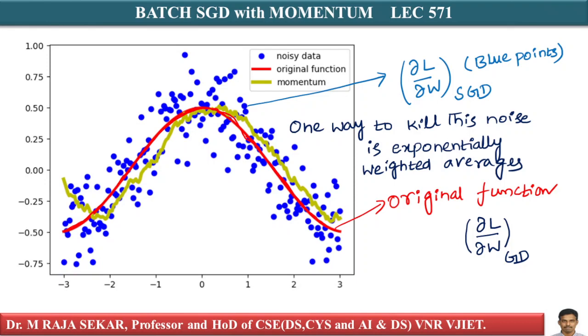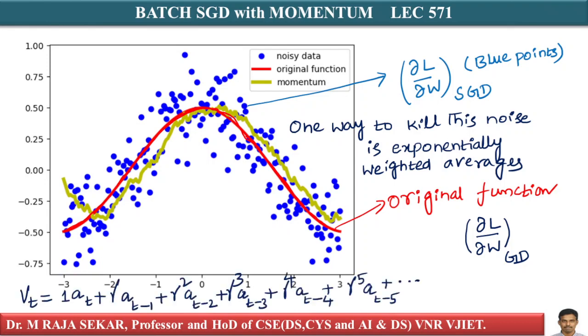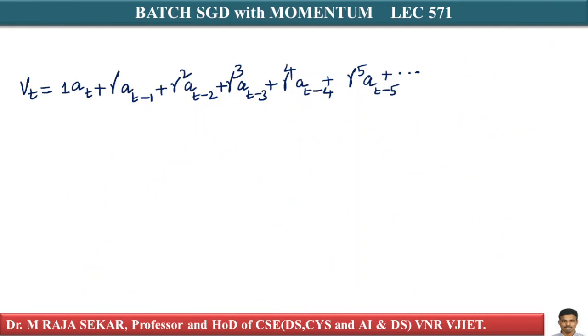It is called exponentially weighted average because, if you think about it, V at any time t is Vt equal to 1 into At plus gamma into At minus 1 plus gamma square into At minus 2, and so on and so forth. We are giving weight 1 to the most recent point. Which one is the most recent point here? At, whose weight is 1. Weight of gamma to the second most recent point, gamma square to the third recent point, gamma cube to the fourth recent point, and so on.